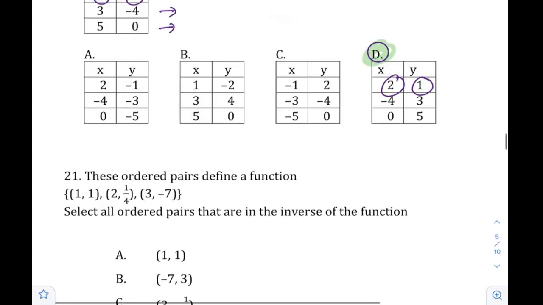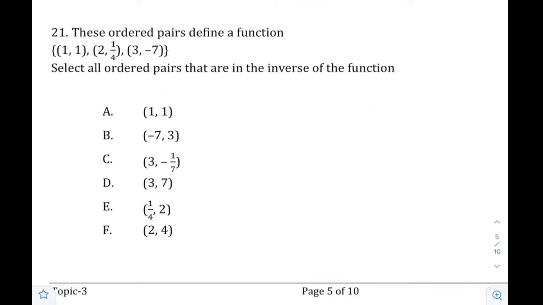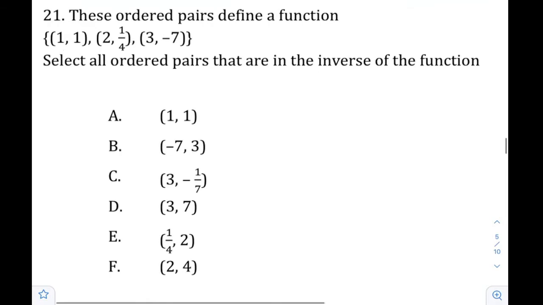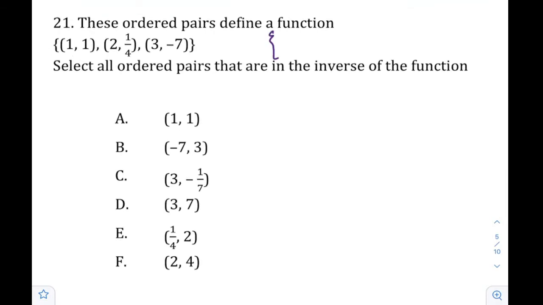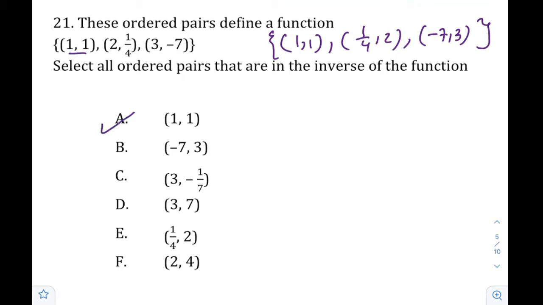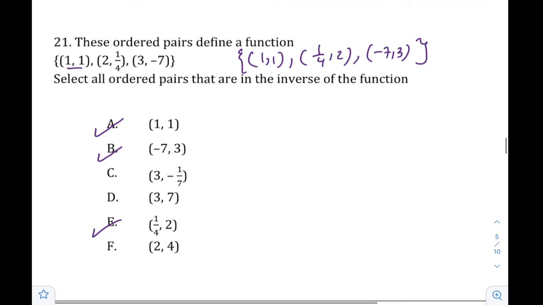Okay, let's go to question 21. These ordered pairs define a function. Select all ordered pairs that are in the inverse of the function. If you interchange the first ordered pair, it will be the same. The second one will be 1 over 4, 2. The third one is negative 7 and 3. So let's check which one is available for us. A is correct, B is correct, E is correct, and that means we have 3 correct answers.